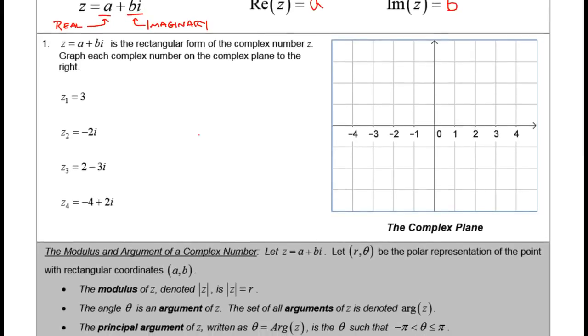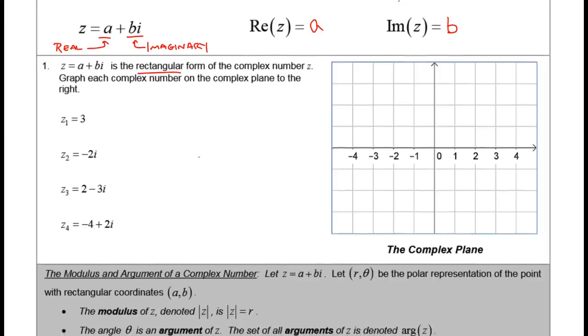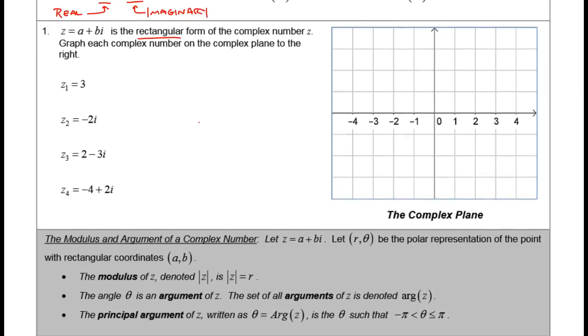z equals a plus bi is the rectangular form of the complex number z. Remember, rectangular coordinates are x comma y. Polar coordinates are r comma theta. We're going to graph each of these complex numbers on the complex plane to the right. So this is a complex plane. It looks a whole lot like an xy plane, but it isn't. It is a complex plane because we're going to graph real numbers on the horizontal axis and imaginary numbers on the vertical axis. So let's try z equals 3.